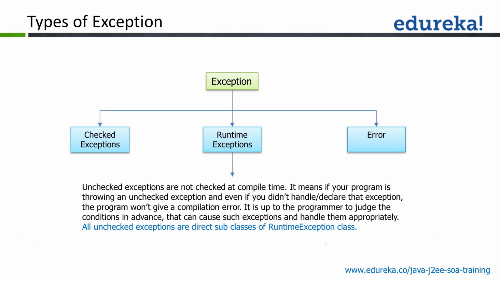Then we have runtime exceptions or unchecked exceptions. Here the compiler is not going to check. So if exceptions are going to come in the program, there can be two types of exception: either checked or unchecked, which is known as runtime or unchecked. Runtime exceptions or unchecked exceptions are the ones which will not be prompted by the compiler, and hence they will finally make your program crash. Unchecked exceptions are the direct subclasses of the RuntimeException class.